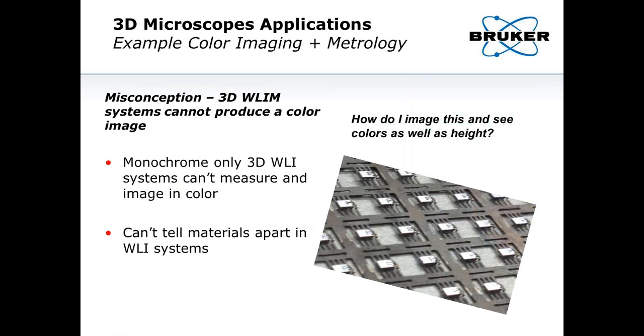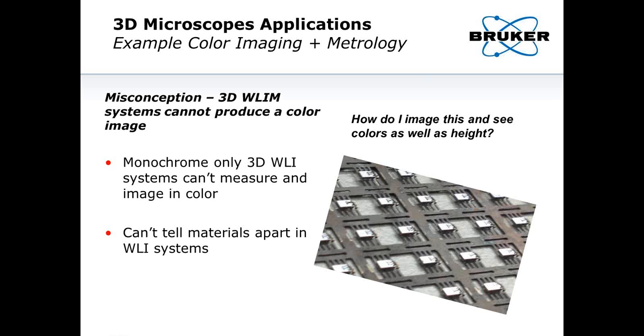Another example I'd like to give is looking at color imaging. A lot of people who are familiar with digital microscopes or laser scanning confocal microscopes have the impression or the understanding that a white light interference system can't give color images, and that's actually just not true. It's, I think, just been a choice people have made in the past, but certainly if you want to make an image with color, you can do it.